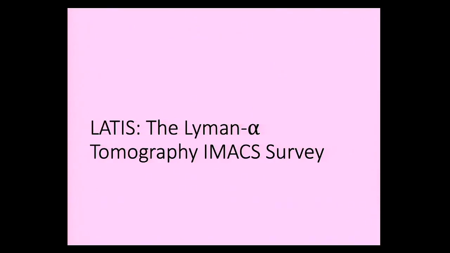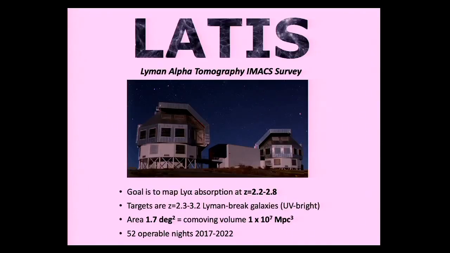And so this is one of the motivations for our embarking upon this Lyman-alpha tomography survey. We call it LATIS, the Lyman-alpha Tomography IMACS Survey. This is the spectrograph, and this is all being done at the Baade telescope, Magellan, down at Las Campanas. The overall goal of the project has been to map in 3D the Lyman-alpha absorption that arises from the diffuse IGM from redshift 2.2 to 2.8. We do this by observing lots of UV bright galaxies over an area of almost 2 square degrees. And we started this back in, hard to believe, 2017, and it's taken about 52 nights, but we recently finished the observations last semester.